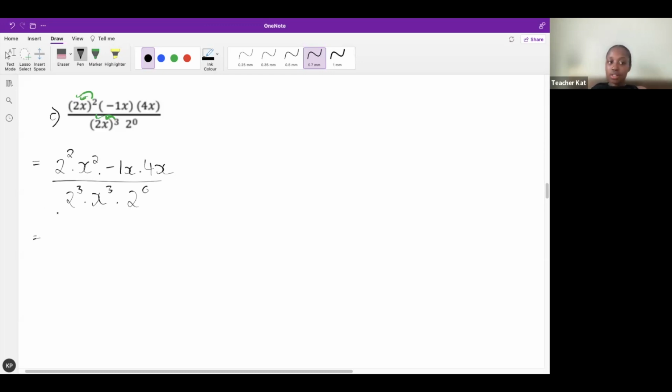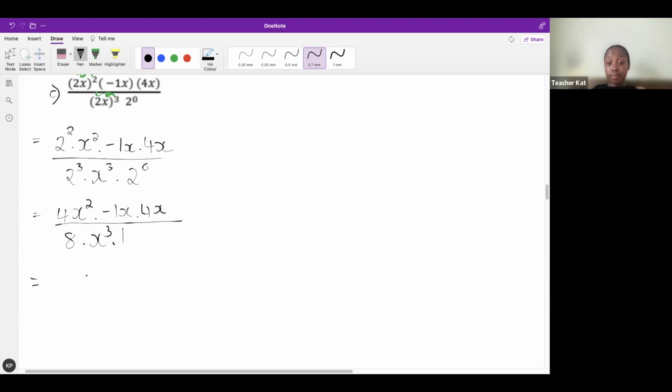Let us simplify my exponents. 2 squared is 4x squared times negative 1x times 4x all over 2 cubed, which is how much? 8 times x cubed, and 2 to the power of 0 is times 1. Wonderful. Okay, so do we start with divide or do we start with multiply? Multiply. So let's go to my numerator.